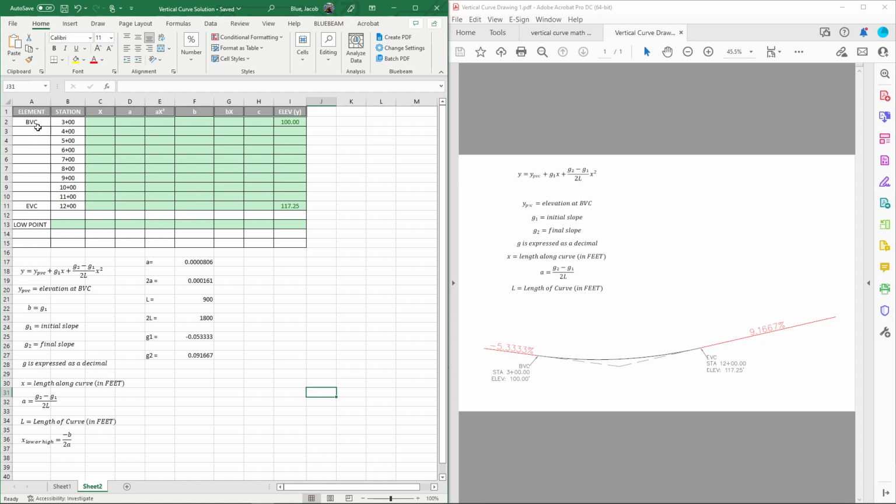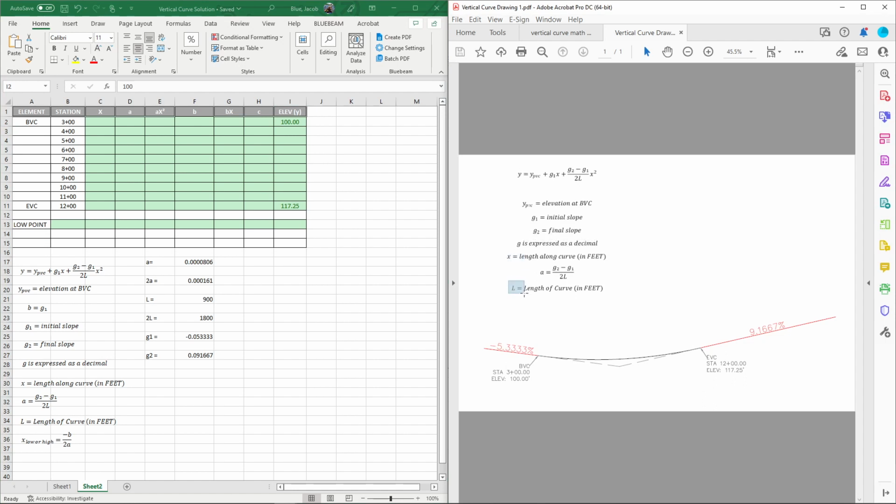So starting at the beginning of the vertical curve, the BVC, that corresponds to this point on the drawing. You can see the beginning of the vertical curve is at station 3 plus 00. So there I show 3 plus 00. And we have an elevation at that curve point. So here is the elevation. Now I can calculate an elevation at any point along this curve if I know how far along the curve we're going. So we need the length along the curve, that's our x value.